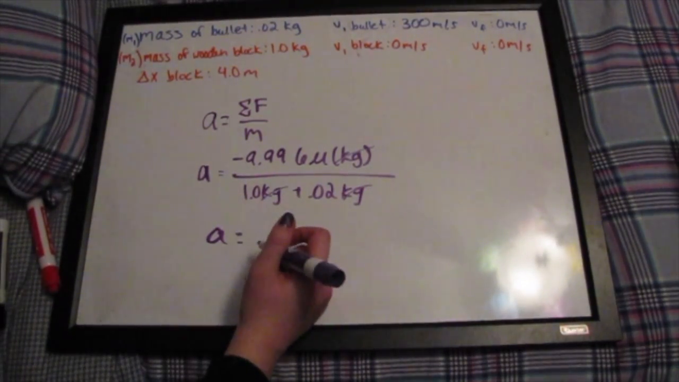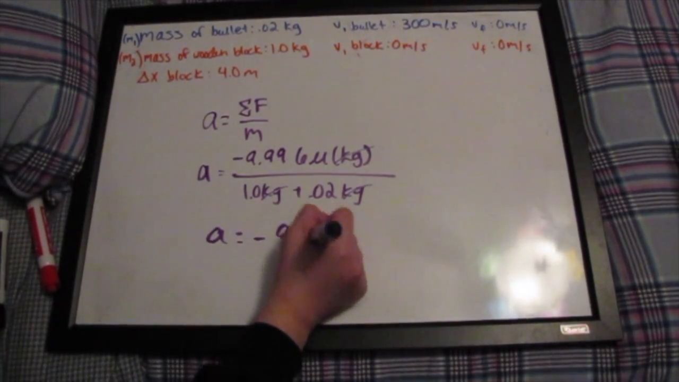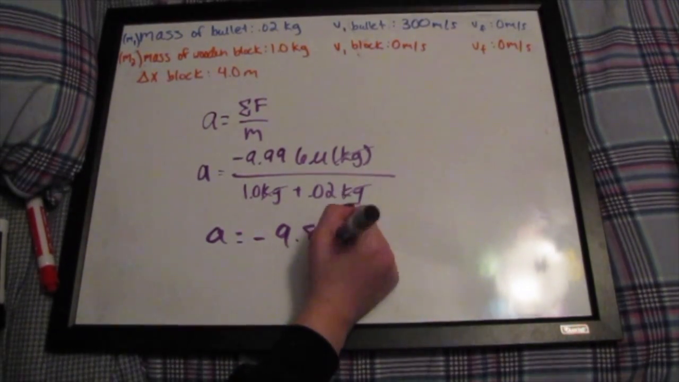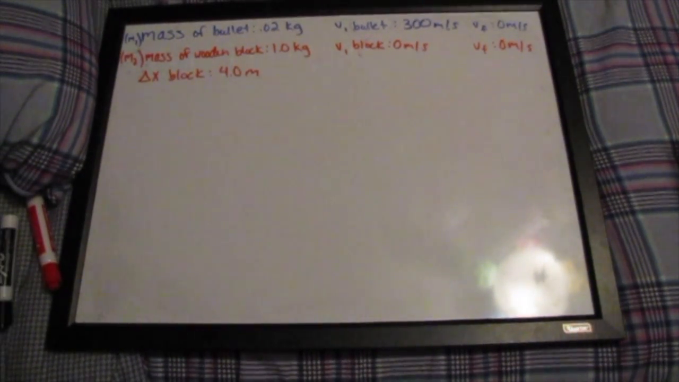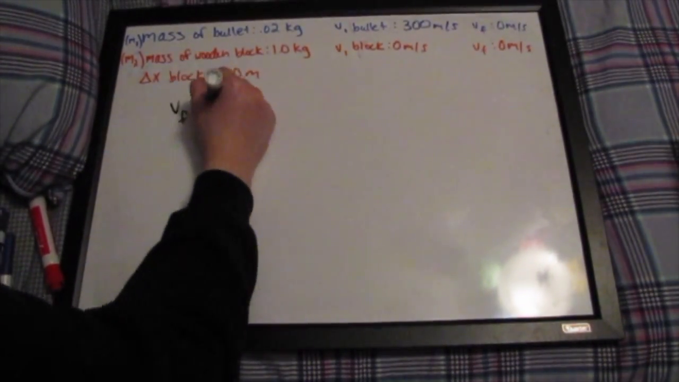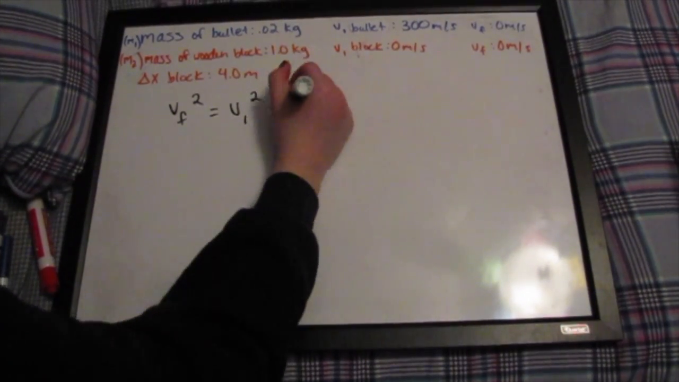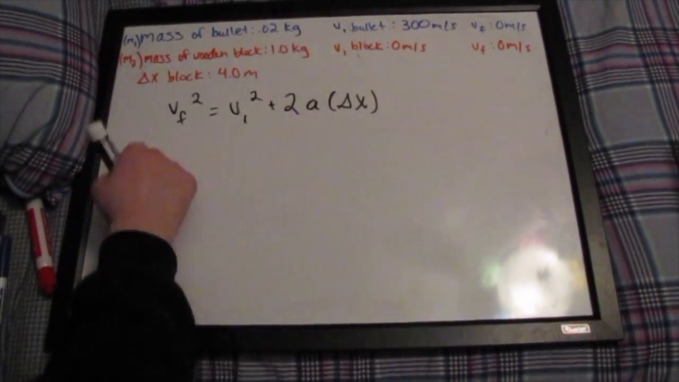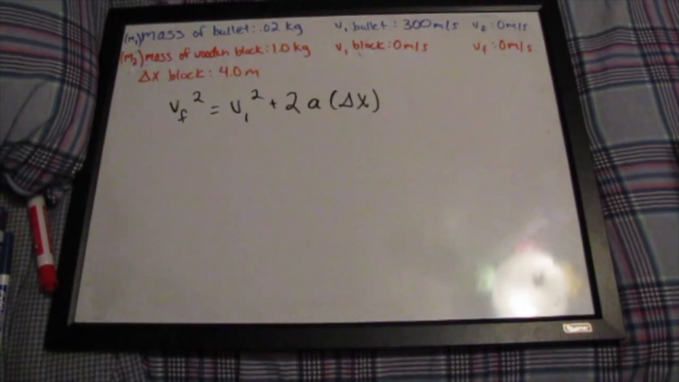And acceleration equals negative 9.81 mu. Now we have all the quantities we need to solve for the coefficient of kinetic friction between the block and the surface. We're going to use the kinematic equation that we mentioned at the beginning of this video. V final squared equals V initial squared plus 2a delta x. We solved for all the values, and now we need to plug them in.